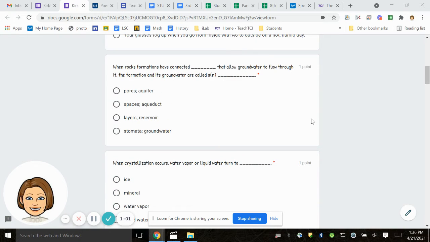Three, when rock formations have connected blank that allow groundwater to flow through it, the formation and its groundwater are called what? Pores, aquifer, spaces, aqueduct, layers, reservoir, stomata, groundwater.